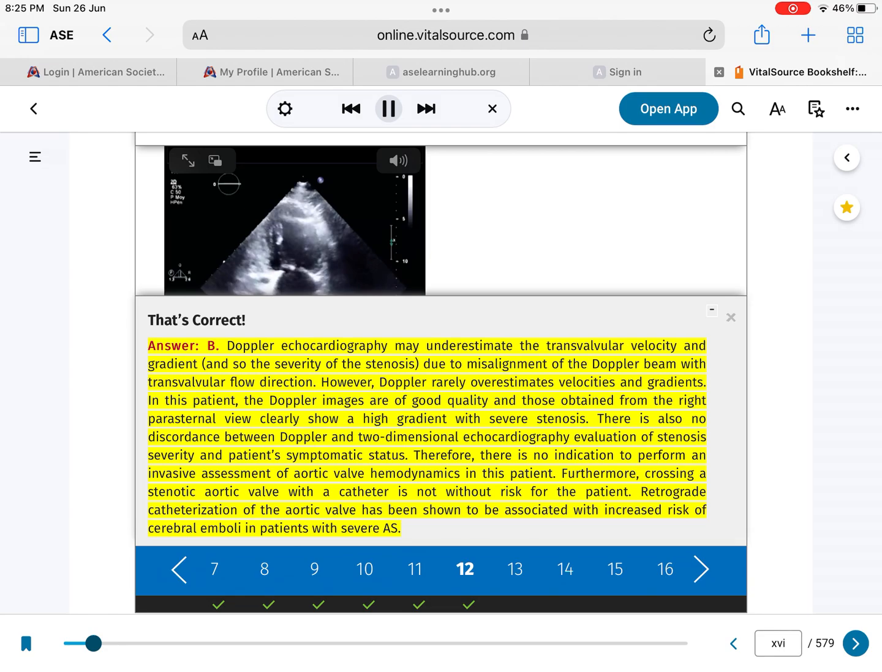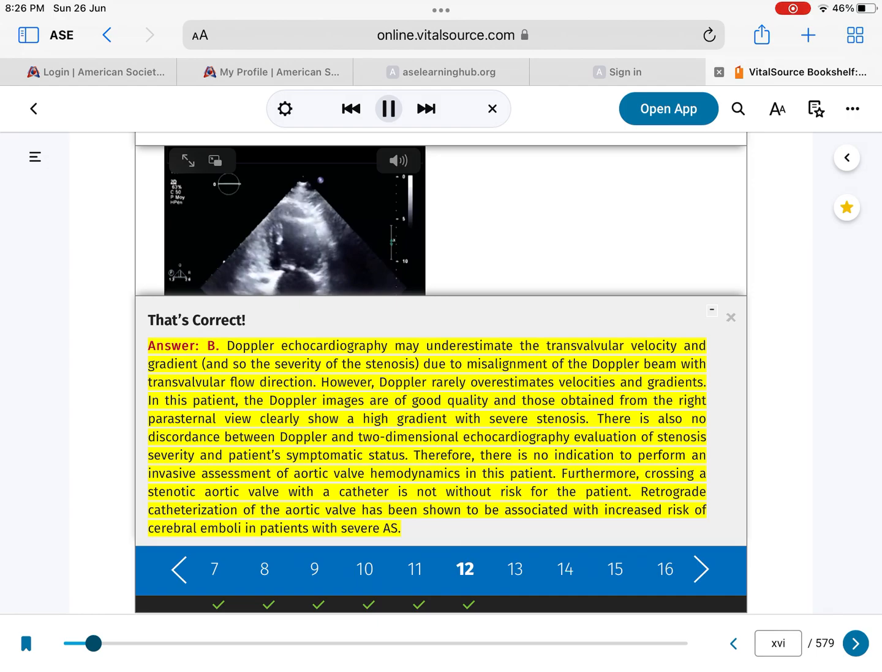B. Doppler echocardiography may underestimate the transvalvular velocity and gradient, and so the severity of the stenosis, due to misalignment of the Doppler beam with transvalvular flow direction. However, Doppler rarely overestimates velocities and gradients. In this patient, the Doppler images are of good quality and those obtained from the right parasternal view clearly show a high gradient with severe stenosis. There is also no discordance between Doppler and two-dimensional echocardiography evaluation of stenosis severity and patient's symptomatic status. Therefore, there is no indication to perform an invasive assessment of aortic valve hemodynamics in this patient.